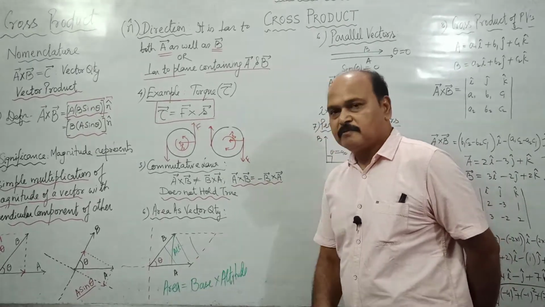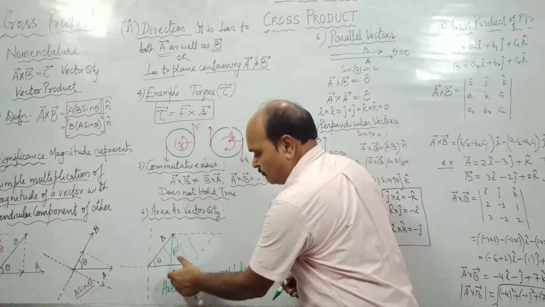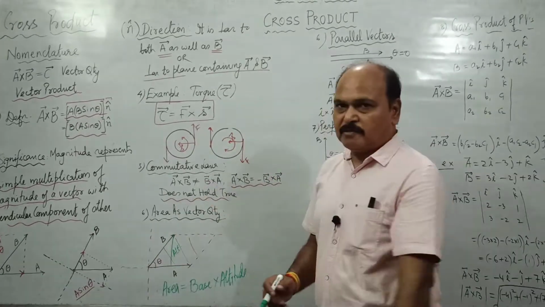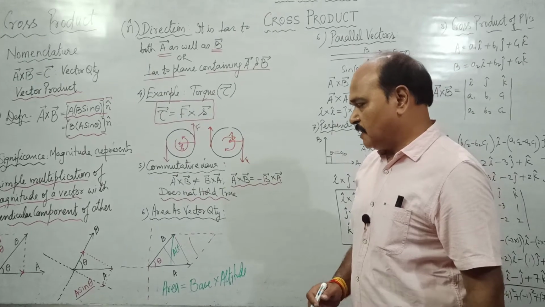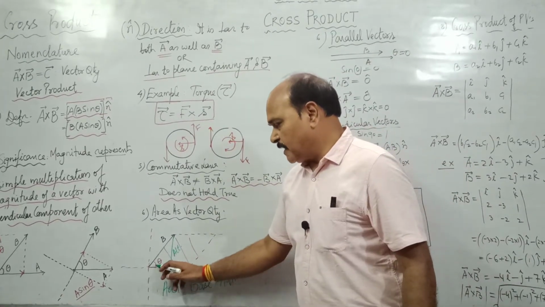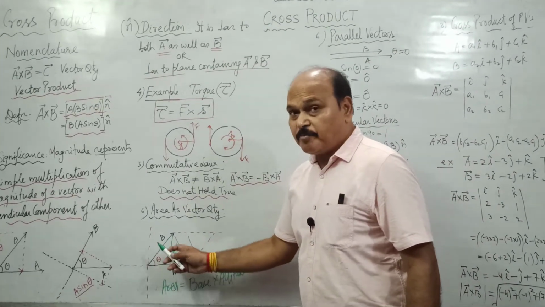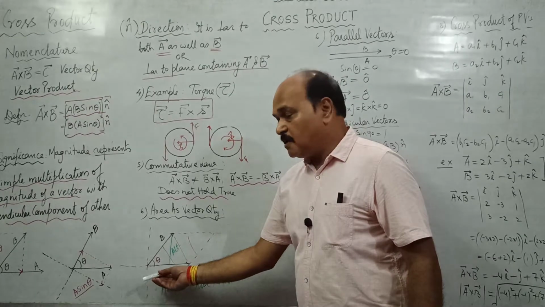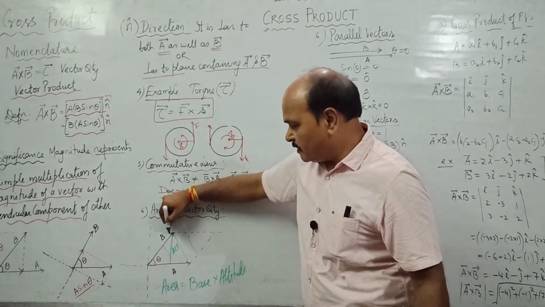This is altitude. If we multiply this base with this altitude, we get this area of parallelogram. And see, this is B, this is angle theta. This B will have two components. One would be B cos theta, other would be what? B sin theta.